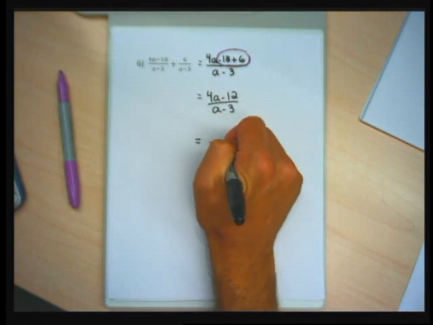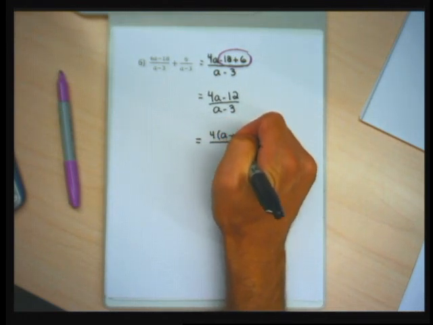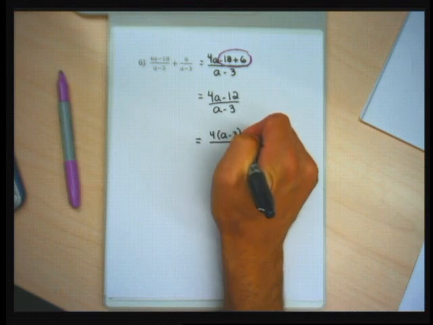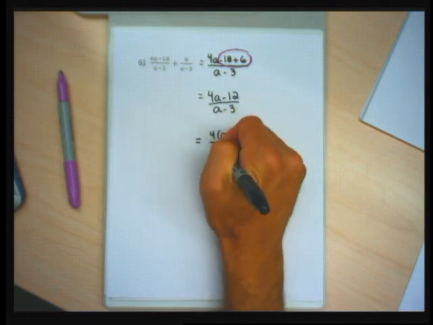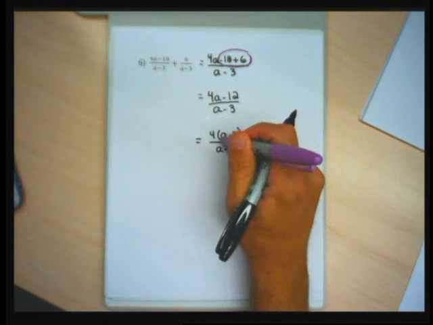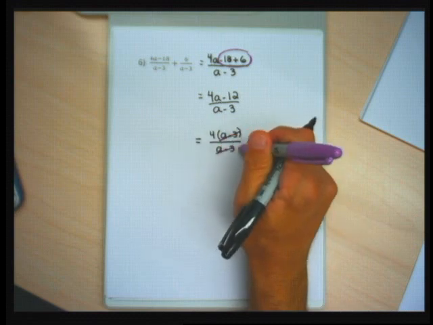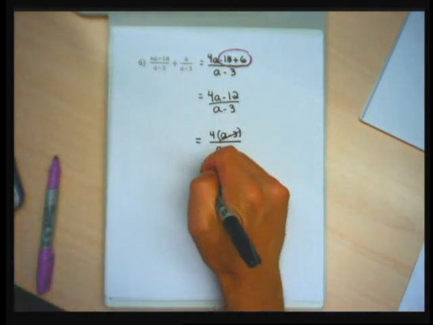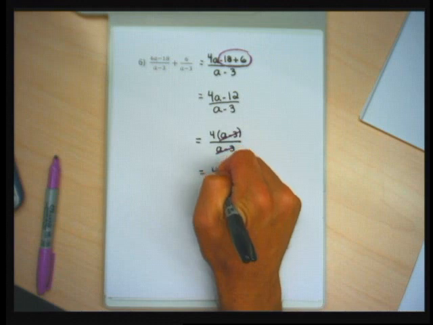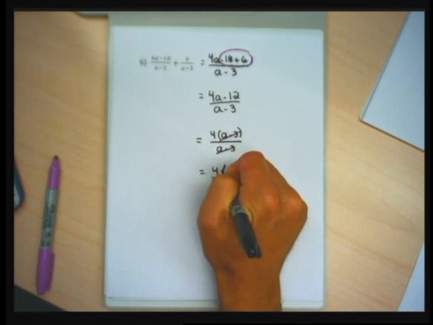The numerator of this fraction has a common factor of 4. If I factor out the 4 from the numerator, I'm left with an a minus 3. And the beauty of that is that the a minus 3 that's left after I factor out the 4 cancels with the a minus 3 in the denominator. Technically, the a minus 3 turns into a 1 in the numerator and the denominator.